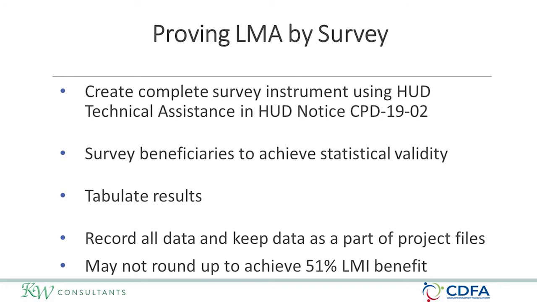And it is very important to know that you cannot round up to achieve 51% LMI benefit. This goes for census data as well. If a community is determined to be 50.9% LMI, either by census data or by income survey, they are not considered eligible for the CDBG program. You must be at least 51.0% LMI in order to qualify for the CDBG program.